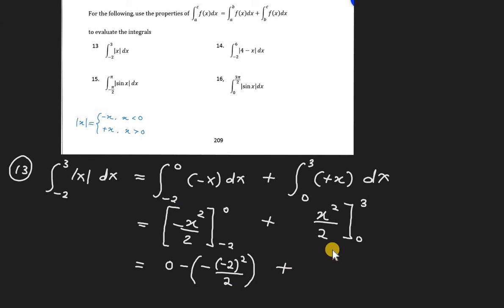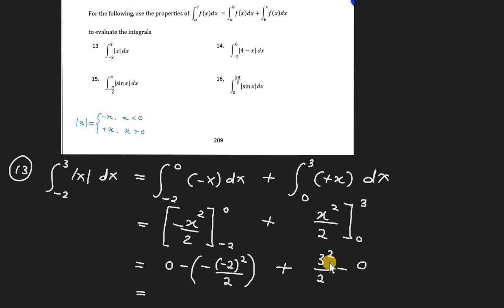For this part now, replace first the upper boundary, which is 3. So we have 3 squared over 2 minus, replace the x with the lower boundary, which is 0. Okay, let's solve this.